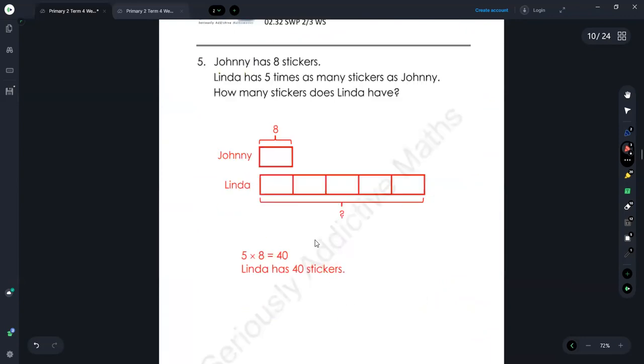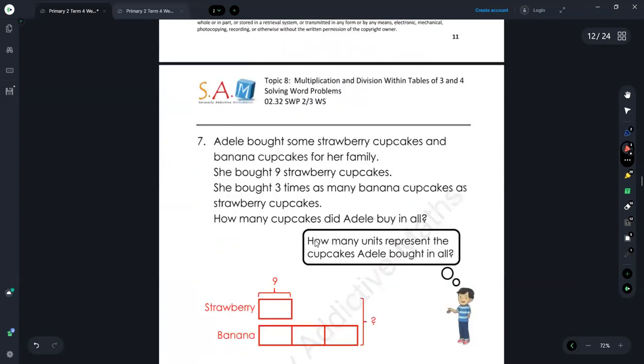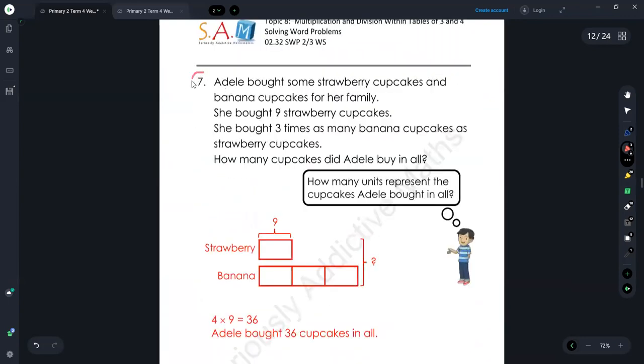Okay, question 6 they should know, right? But I will perhaps get them to do this question, question 7, because this is about finding how many cupcakes all together. So they have to count all the units here. All right, 1, 2, 3, 4 after drawing it.